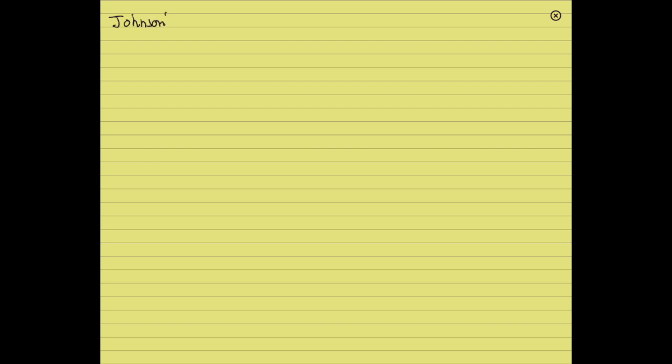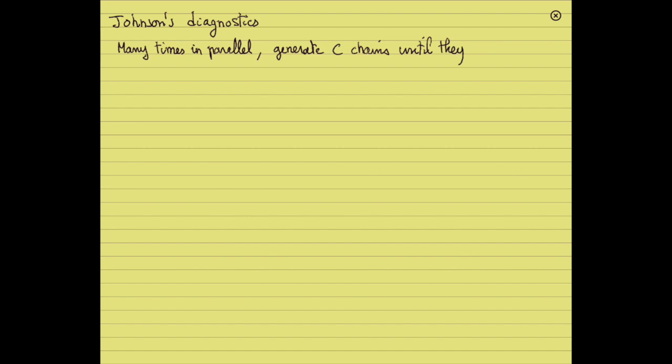So let's summarize what can be called Johnson's diagnostic of convergence for MCMC. We assume that we can generate C chains, and so many times in parallel, in many independent instances, we will generate C chains until they meet, until they all coincide, and we will record the meeting time. So we will obtain independent copies of this random variable tau c. And from those observed realizations of the meeting times, we will be able to estimate an upper bound on the TV from pi t to pi by estimating the survival probabilities of the meeting time first.